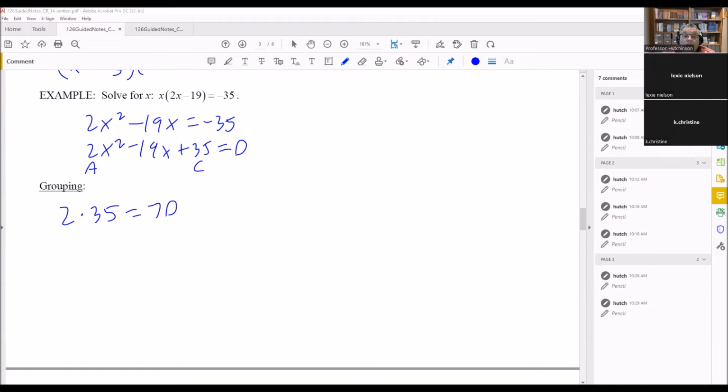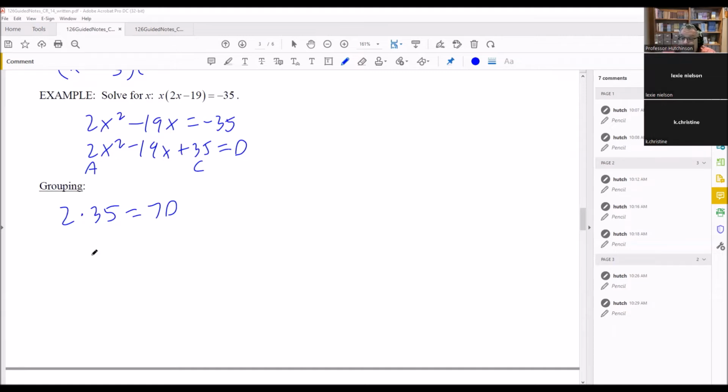So on my calculator, maybe I'll try 70 divided by 3. That doesn't go in evenly. 70 divided by 4, let's try that. That doesn't go in evenly either. 70 divided by 5. And I get 5 and 14.